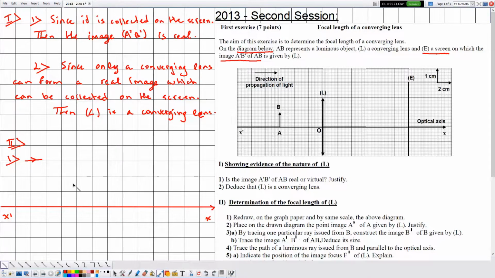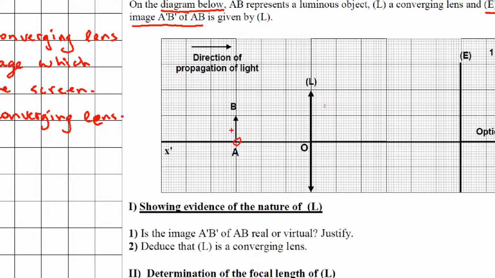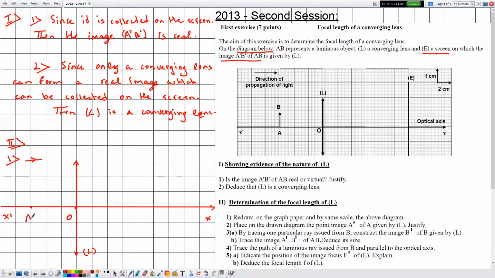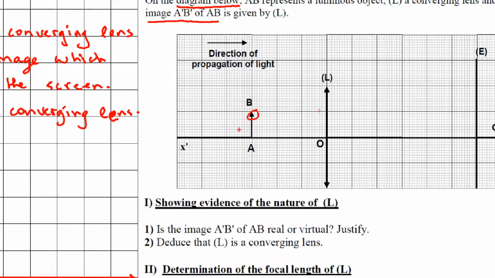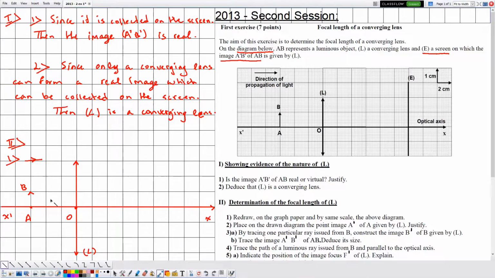Then we place the lens L perpendicular to the optical axis at the center, using the correct symbol of a converging lens. And the intersection between the optical axis and the lens L is the optical center O. Now the point A is located in front of the lens on the optical axis by 1, 2, 3 divisions. And the point B is located 1 division above A. A hat is found on B. And now let's trace the object AB.